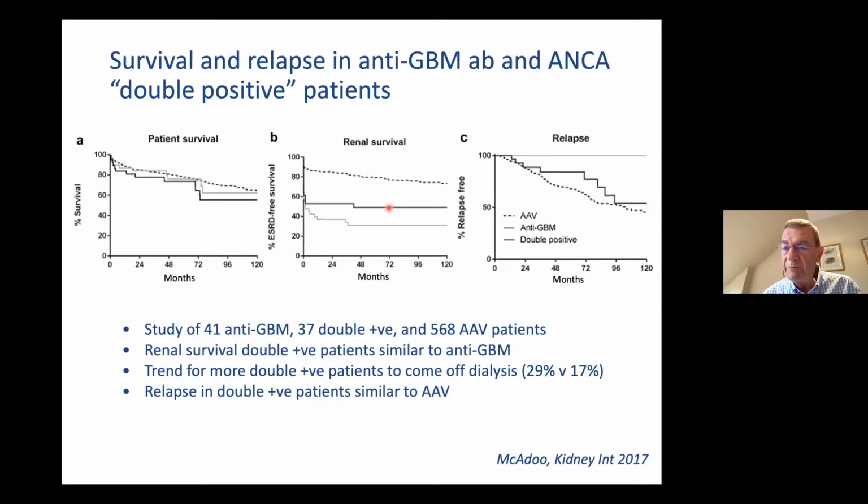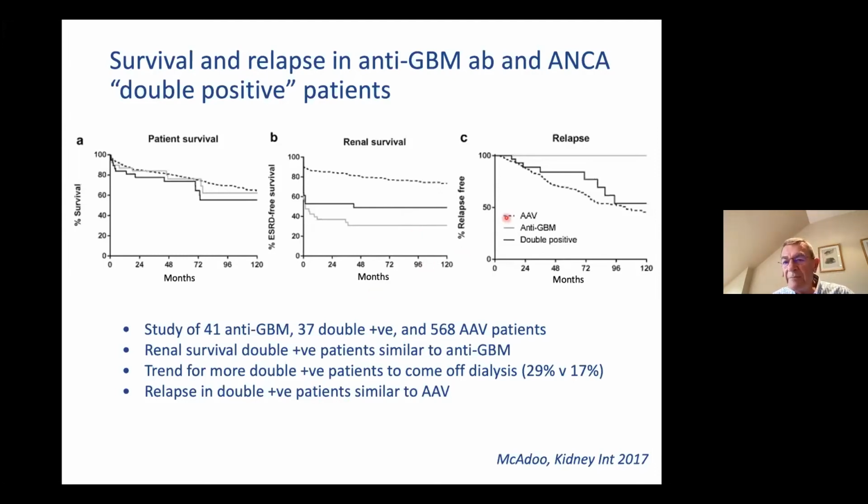So if you have a double positive patient with anti-GBM antibodies and ANCA, you might be more likely to use plasma exchange and treat them aggressively, whereas in anti-GBM disease alone, you might argue that the treatment is not worthwhile because recovery is less likely. So I think that probably reflects that in some patients, there's dual pathology in the kidney, with maybe the ANCA vasculitis predominating in those who recover.